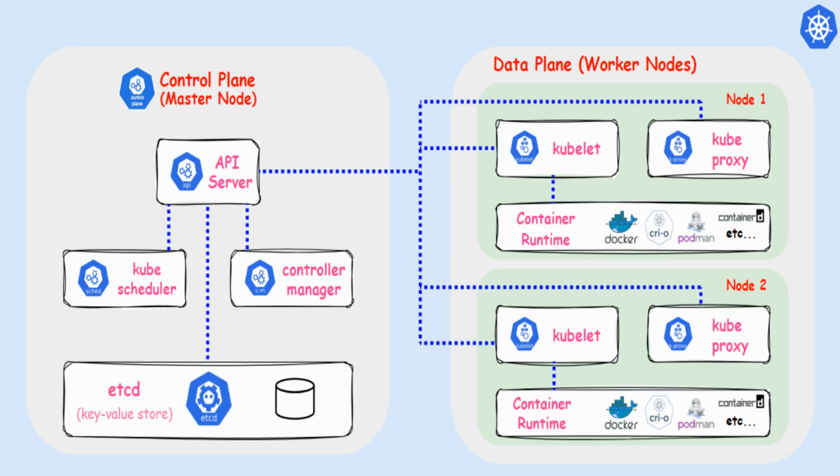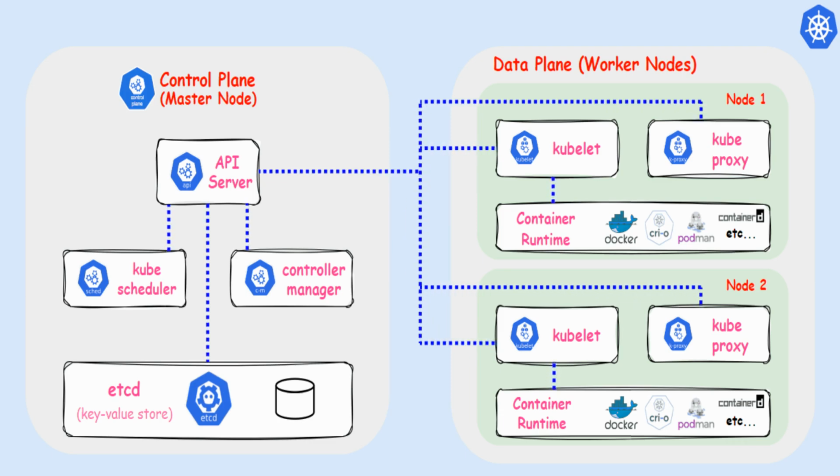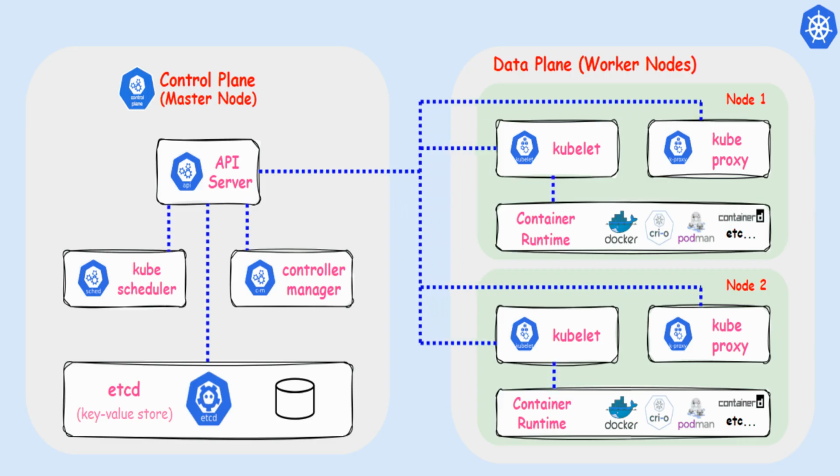Now, services, those are really important for how applications talk to each other. A service provides a stable endpoint for a set of pods. So even if the individual pods are changing or being replaced, the service IP address and DNS name stay the same. So it's like a phone number that always connects you to the right person, even if they change their phone. Exactly. And there are different types of services like cluster IP, node port, load balancer, and ingress.